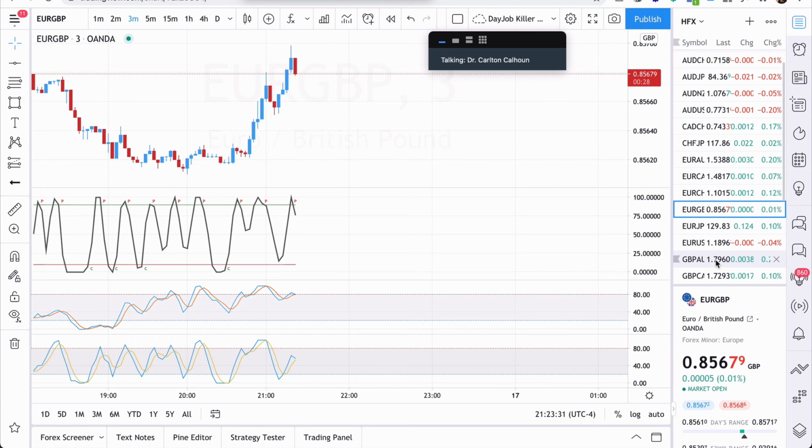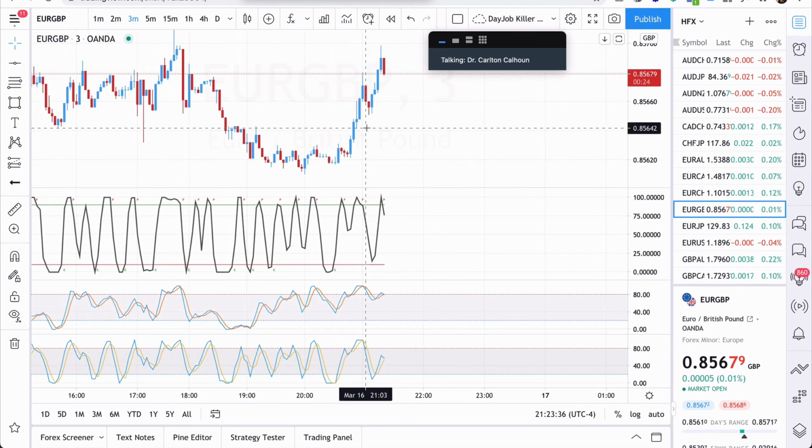Euro GBP was a perfect call on the put. Look at that.